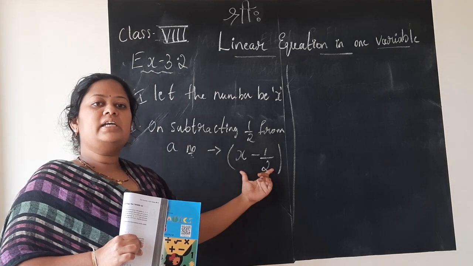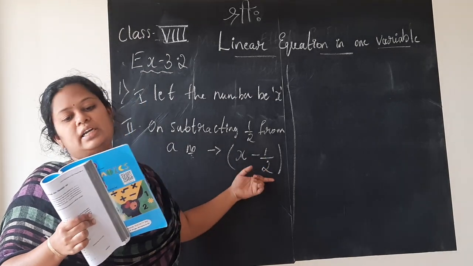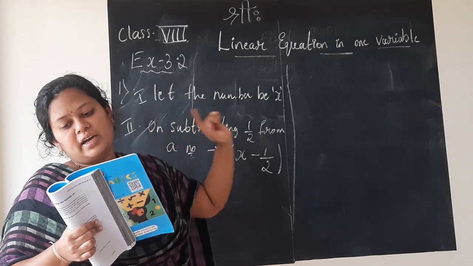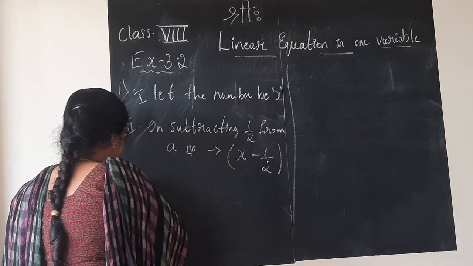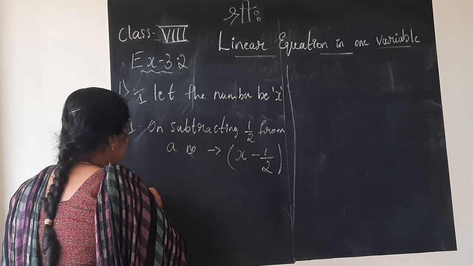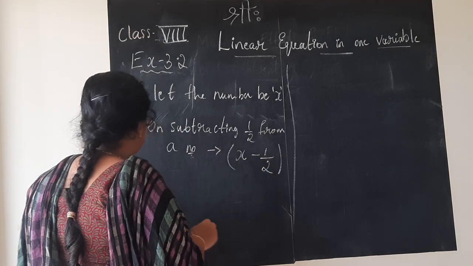What we got by subtracting half from a number. This result, if you multiply the result by half, you will get 1 by 8. We are telling you. So, third step is: multiply the result by 1 by 2.